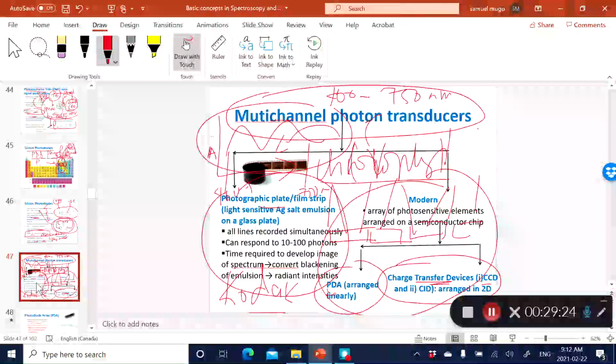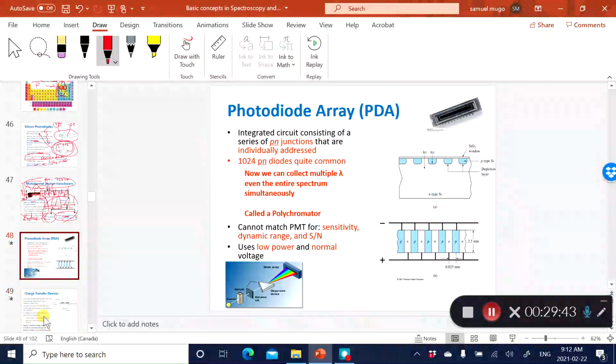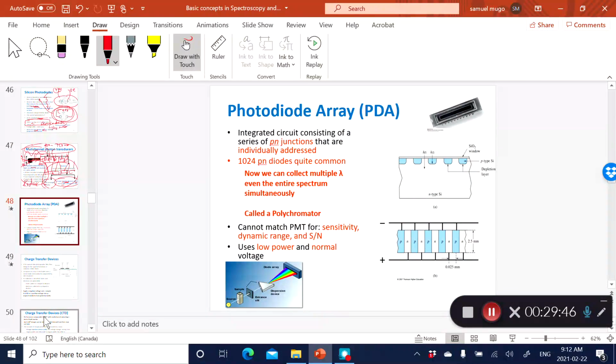And there are different types of charge transfer devices, again, as I've said, based on the way you acquire the current, the mode of operation. There's what you call the charge coupled device, and there's what you refer to as the charge induced device, and we're going to talk about them in the next slide. But first, very quickly, the photodiode array.